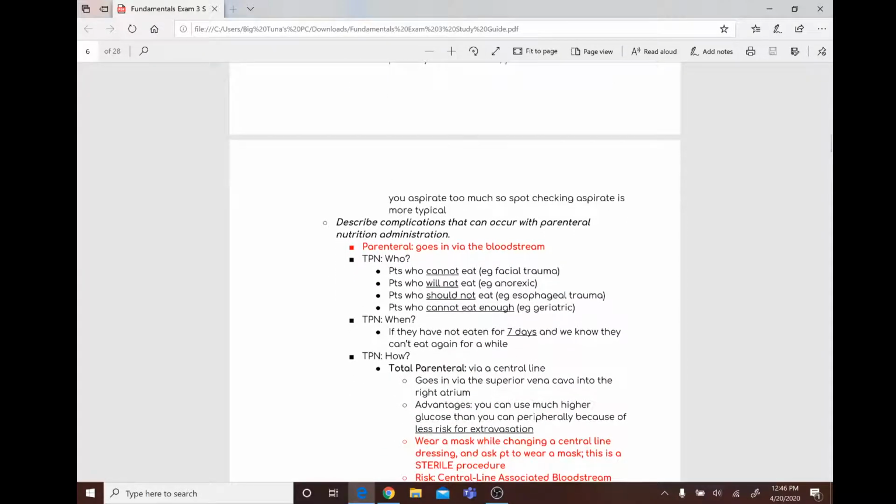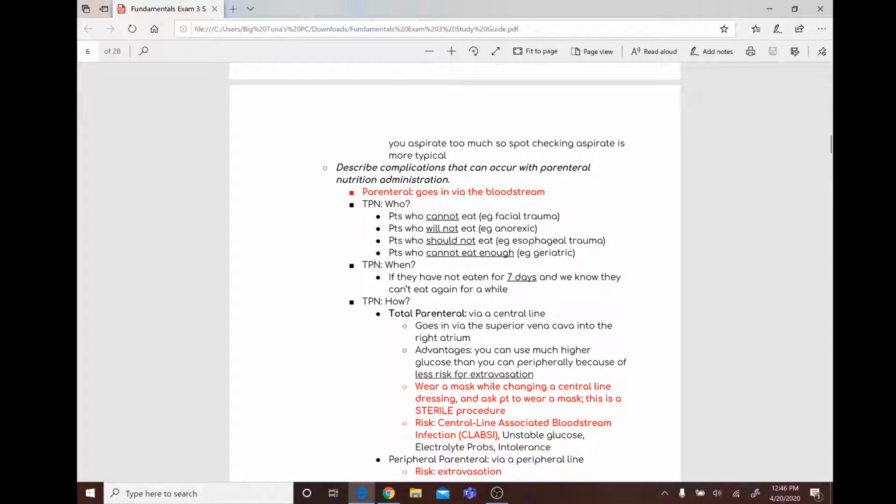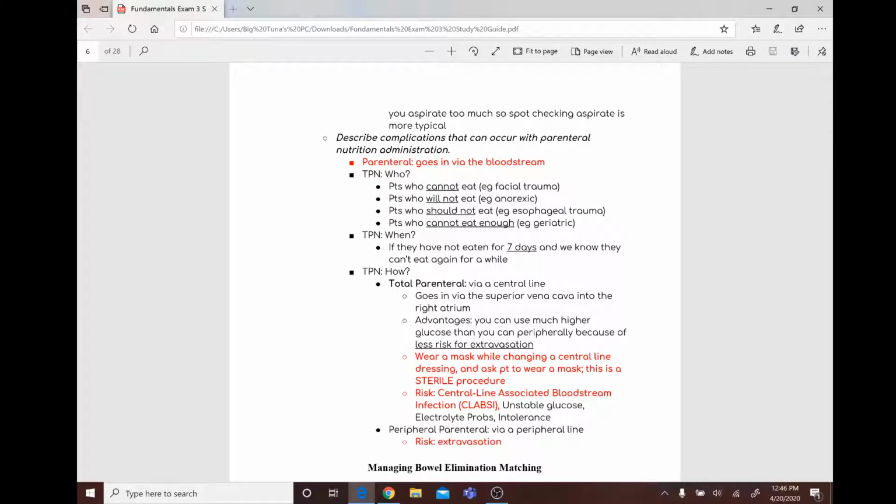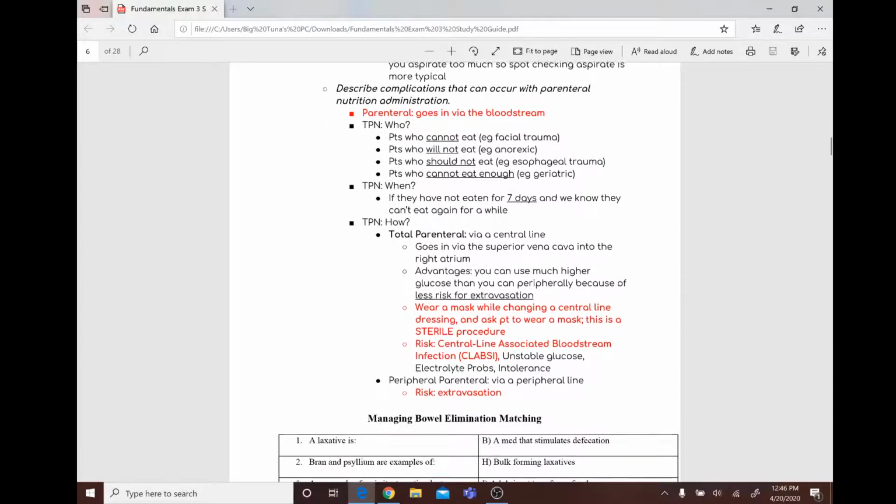All right. Parenteral goes where? Via the bloodstream. Who gets TPN? Patients who cannot eat, will not eat, should not eat, and cannot get enough. When do people get TPN? If they have not eaten for 7 days and we know they can't eat again for a while.